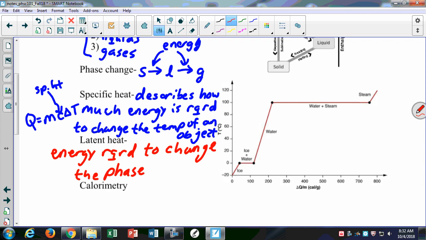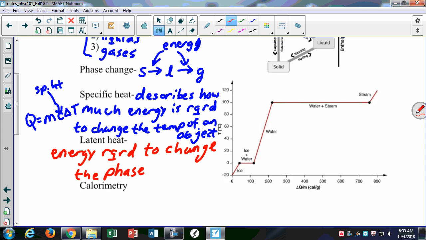Okay? Can you calculate latent heat? Yeah, you can calculate the latent heat. Because what you said makes me wonder. I'm going to show you how in just a moment, when we talk about calorimetry, is the next question.